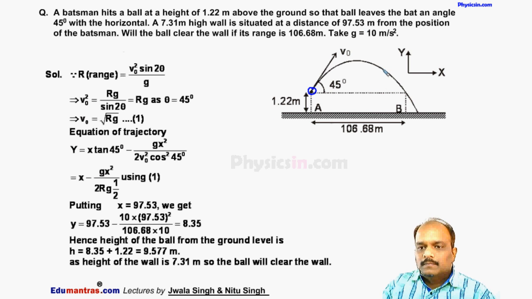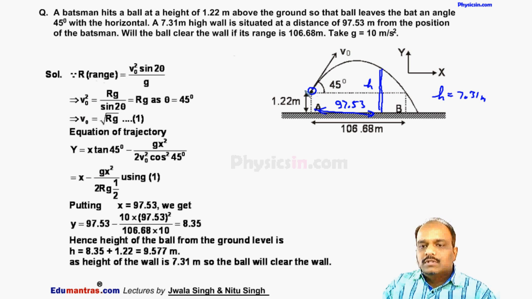This is a wall, which is situated at a distance of 97.53 meter away from this batsman. The height of the wall is h, and h is equal to 7.31 meter. Now if the range of this ball is 106.68 meter, then we have to calculate whether this ball will clear this wall or not.